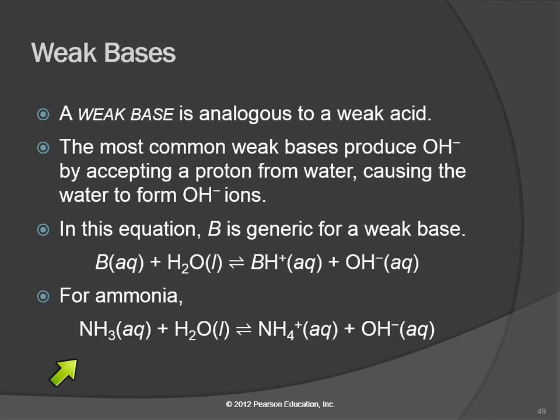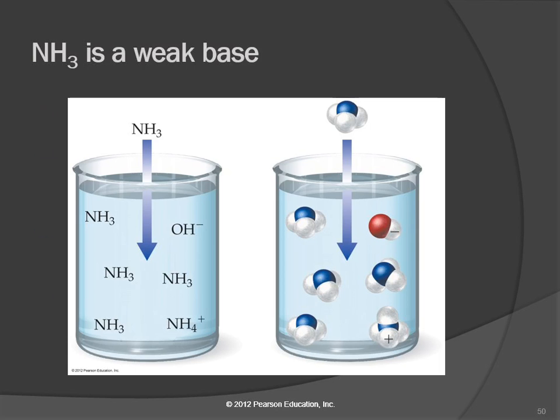So ammonia is one of these weak bases. Some of the ammonia will accept a hydrogen ion and become ammonium, but some of it will not. So when we put ammonia in water, we see a lot of intact ammonia molecules and only some ions because it only ionizes partially.